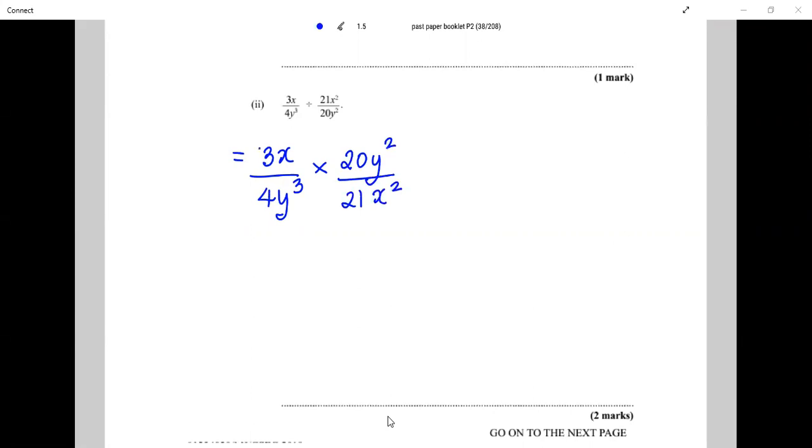3 into 21 goes 7 times. 4 into 20 goes 5 times. y squared goes into y cubed y times. And x goes into x squared x times. So the only thing that remains at the top is 5. And at the bottom, we have y multiplied by 7 multiplied by x, which is 7xy. So the answer here is 5 over 7xy.